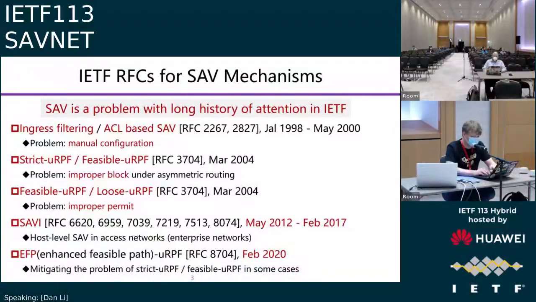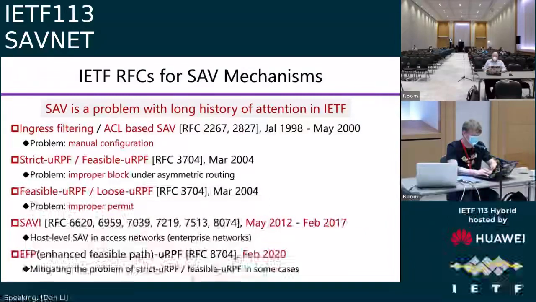However, it is well known that strict URPF and feasible URPF have a problem of improper block under asymmetric routing. And the loose URPF has the problem of improper permit. The recent efforts on SAVE mechanisms are SAVI and EFP-URPF. In the SAVI working group, 6 RFCs were proposed from the year 2012 to 2017, with a focus on host-level SAVE in access networks or enterprise networks.